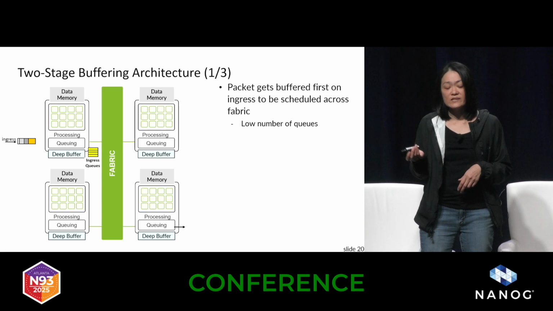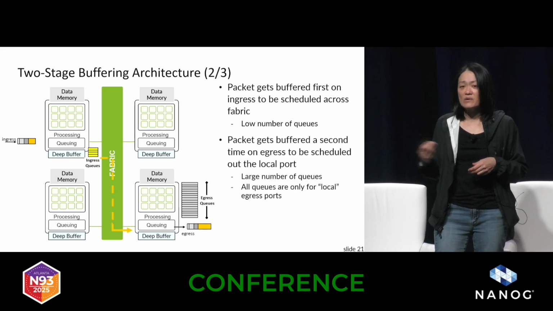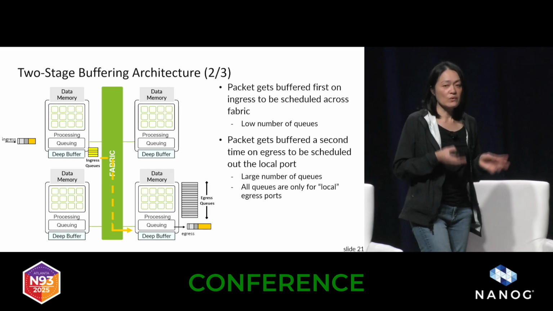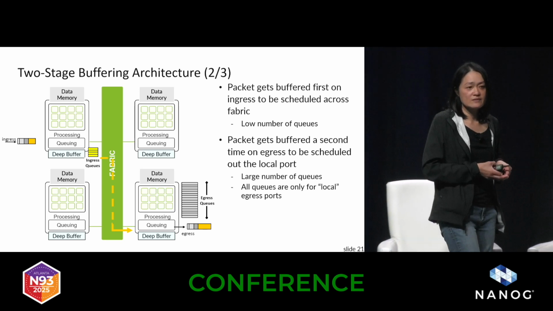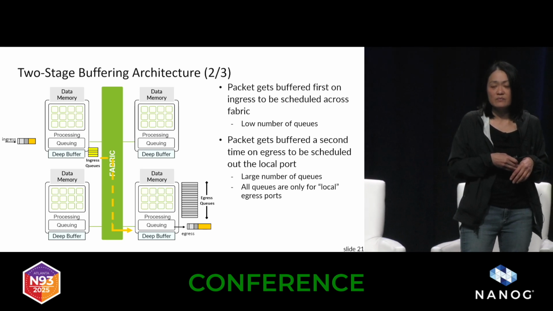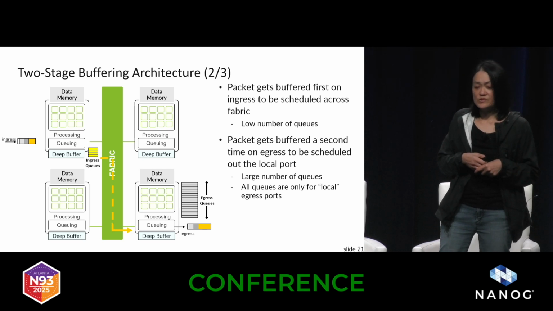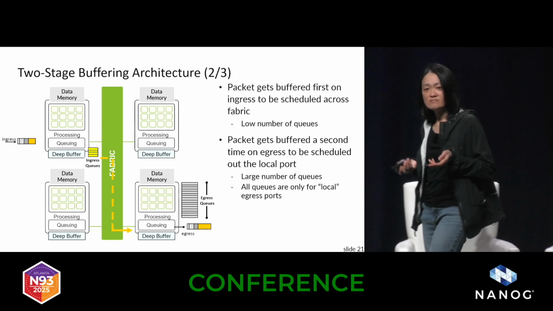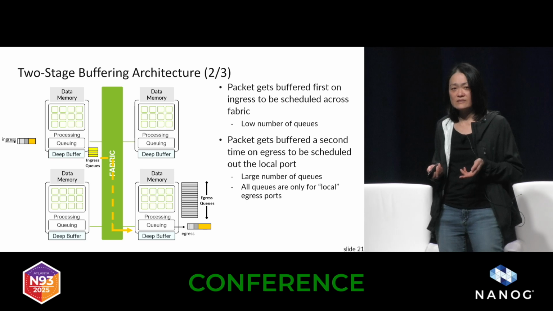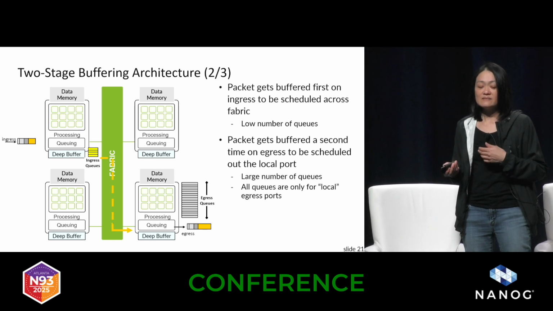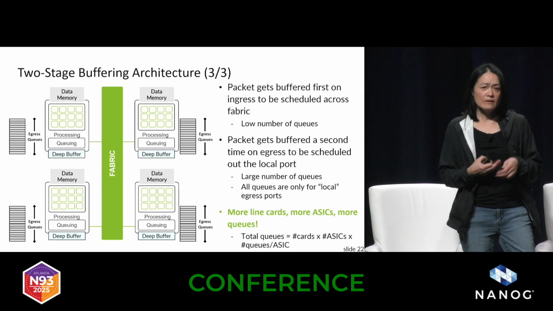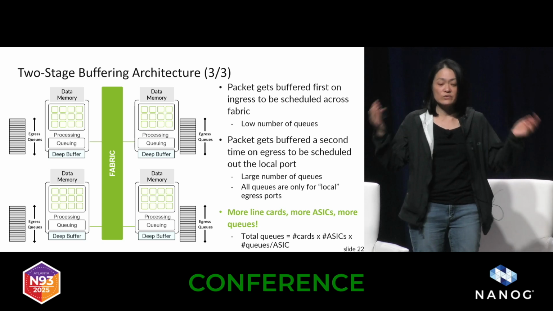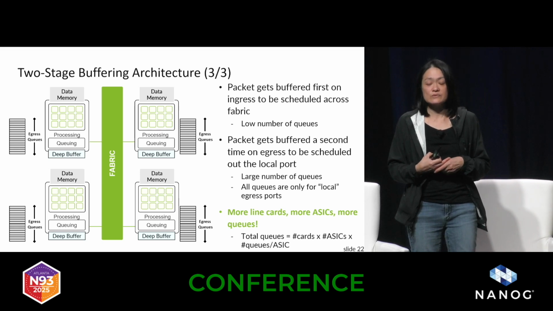Whereas here in this architecture, on egress, once the packet arrives on egress is where we see a large number of queues. And because these queues are local, so they only can be used by the local egress, and they're not shared by all the other egress ports in the system, we can have higher scale. So the more line cards, the more chips, the more egress queues they add, right? Here we have 4 times the number of egress queues. So our scale is actually the total 4 times the number of egress queues.